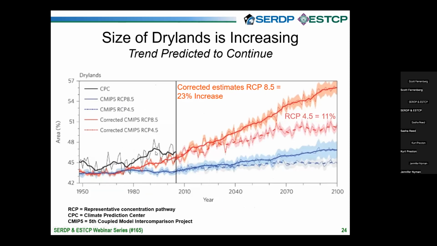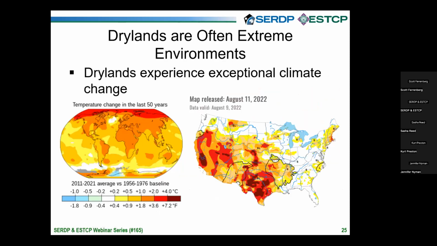So if you see here, the black line is data collected on the ground, and then the red and blue lines are modeled data about how the spatial extent of drylands may increase with climate change, depending on different ways climate could change. And what you can see here in some of these modeled estimates, drylands could make up almost 57% of Earth's land area by the year 2100. So we really want to better understand these systems and know how to model them, because they're already so vast and they're predicted to become even more spatially extensive.